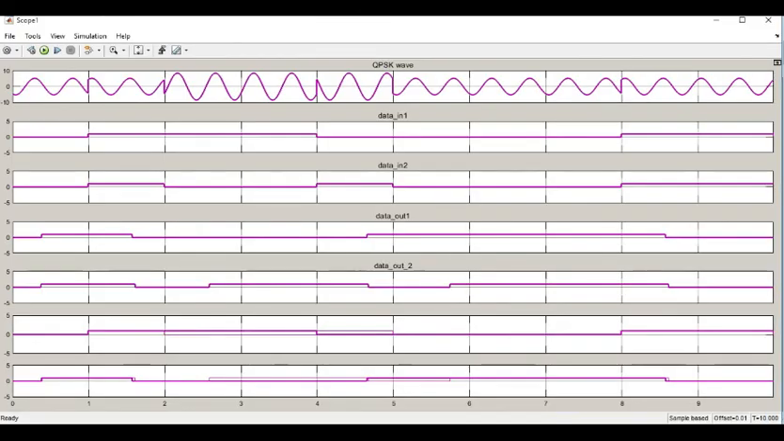This is my QPSK waveform that I have inputted to the demodulator block. This will have data 1 and data 2. You can observe here the in-phase and quadrature-phase outputs, and this will be your finalized waveform. What is the input sequence that you have provided and what was the output? We need to compare it and check the output.